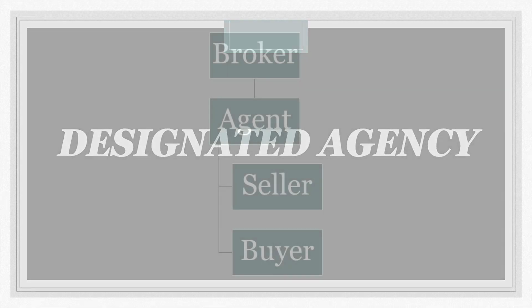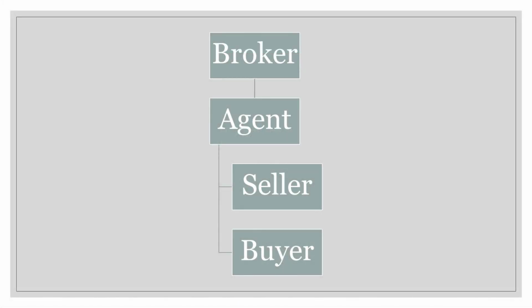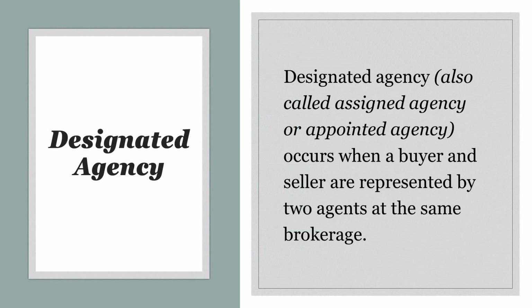As we said, dual agency arises when a single real estate agent represents both buyer and seller, or landlord and tenant, in the same real estate transaction. On the other hand, designated agency, also called assigned agency or appointed agency, occurs when a buyer and a seller are represented by two agents at the same brokerage.